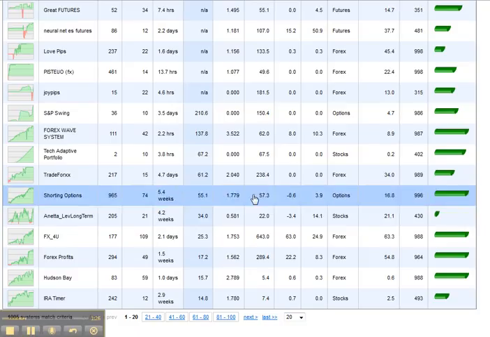This one is probably pretty good. It's been traded for 965 days, and it's done 74 trades, not really quite 100. The average trade length is quite long, just a bit over a month, and the profit factor is phenomenal.